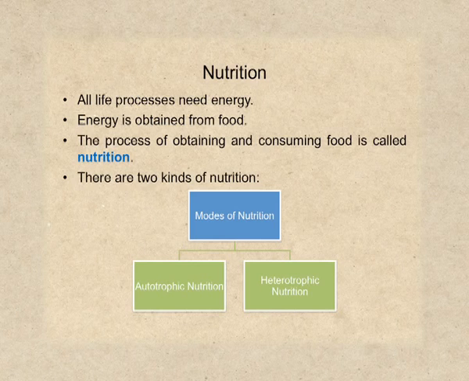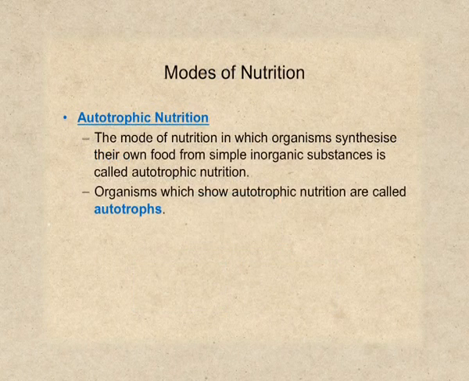Now, let's first see what autotrophic nutrition is. In autotrophic nutrition, organisms synthesize their own food. Now, to synthesize their food, they utilize simple inorganic substances. So, autotrophic nutrition can be defined as the mode of nutrition in which organisms synthesize their own food from simple inorganic substances.